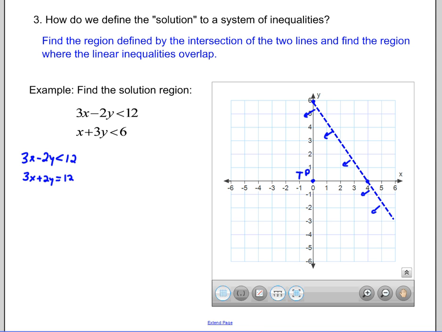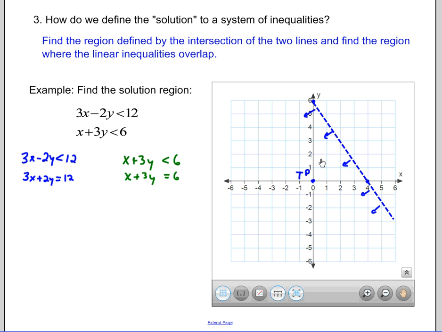Okay, let's try a different one here. Let's put this one in green. We've got x plus 3y is less than 6. So we want to graph the line x plus 3y equals 6 and use a dashed line for it. If we let x equal 0 and solve for y, we're going to get y equals 2.